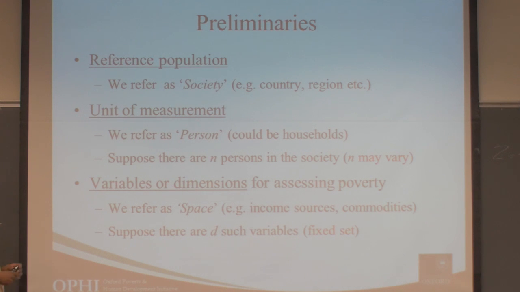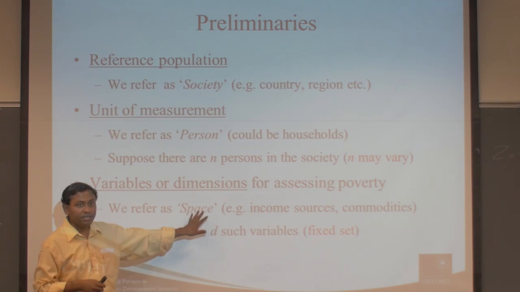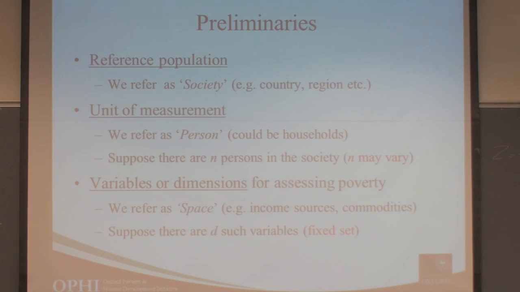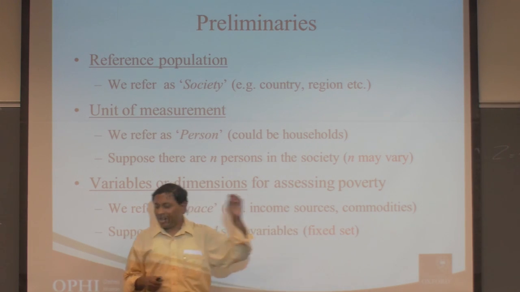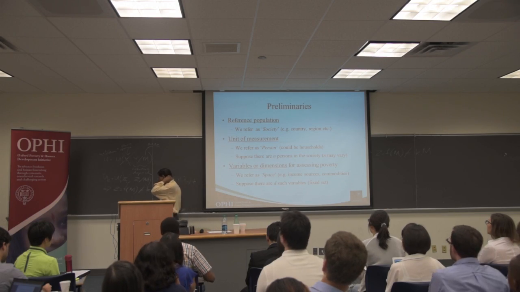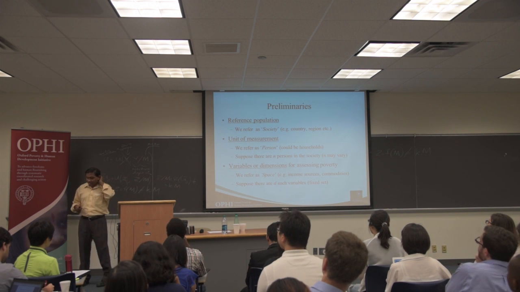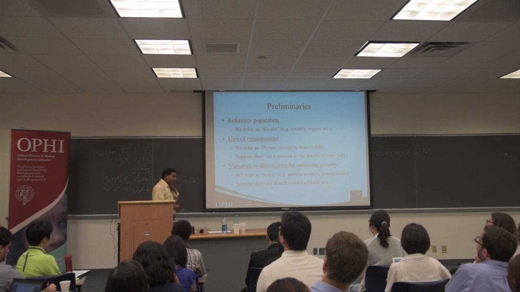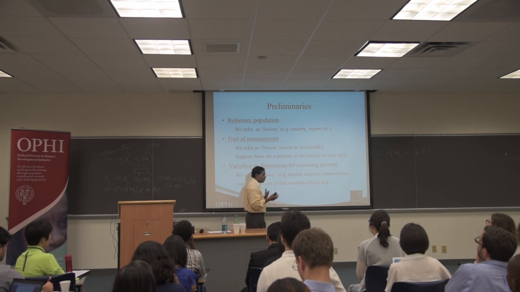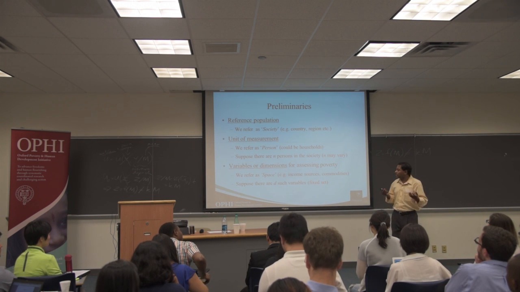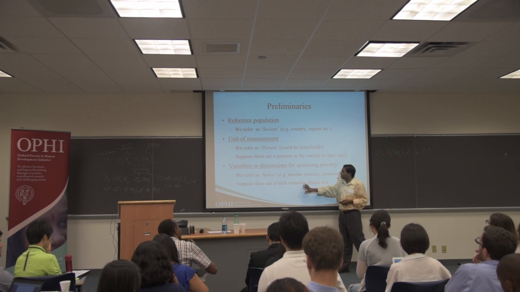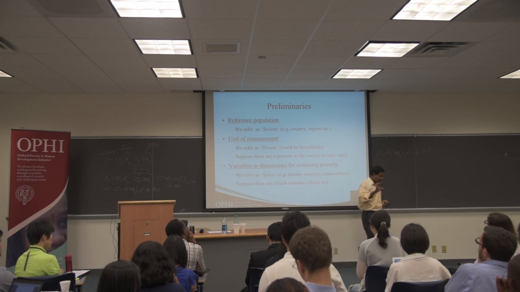And variables or dimensions for assessing poverty, we refer to as space. It could be income sources, it could be consumption of different commodities, whatever you want to do. Suppose you have D such variables, and this D we assume fixed in general. In reality, when you are assessing poverty across countries, you may say that the commodity baskets may vary, but then the issue is that when you change these commodity baskets too much, your poverty measures become incomparable over time or across cross sections. So it's a mild assumption. We just assume that there are D such variables, and they are fixed.